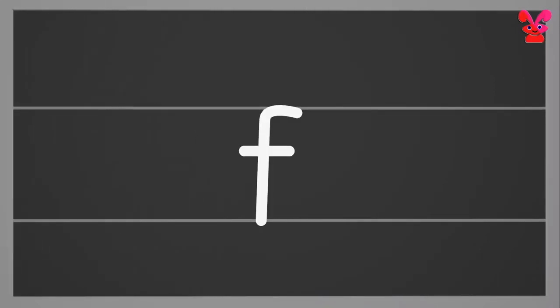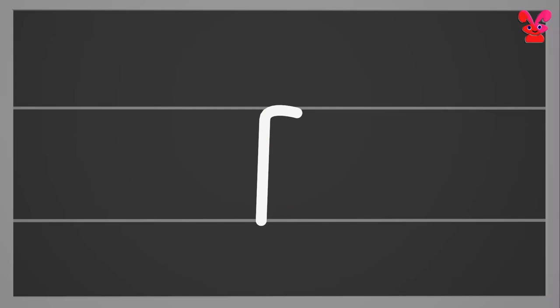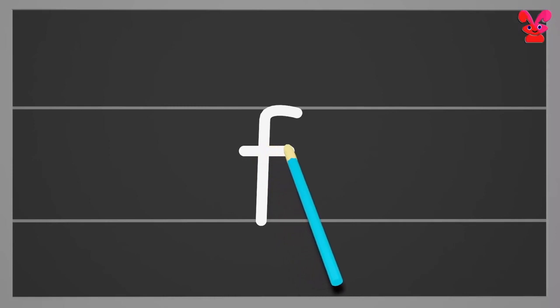Small f. Start from the top, making a curl, and then continue to make a straight line down. Next, go to just below the top curl and draw a slipping line across. Small f.